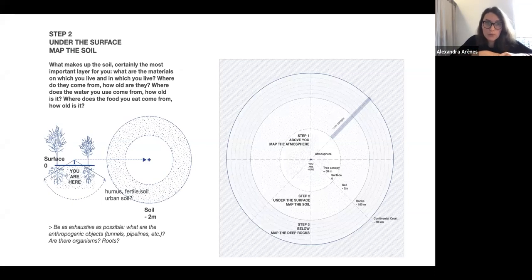The second step would be to understand what is under the surface, so to map the soil. This is the second circle, which is about 0 to 2 meters below ground. And to help you draw, the question is: what makes up the soil, which is certainly the most important layer to you? What is it composed of, on which you live, and in which you live?